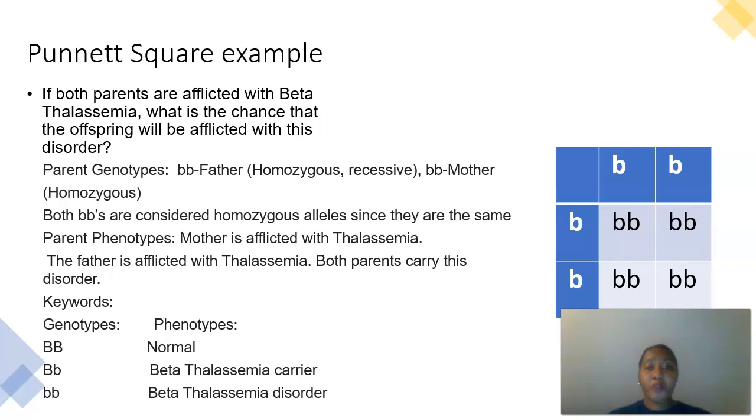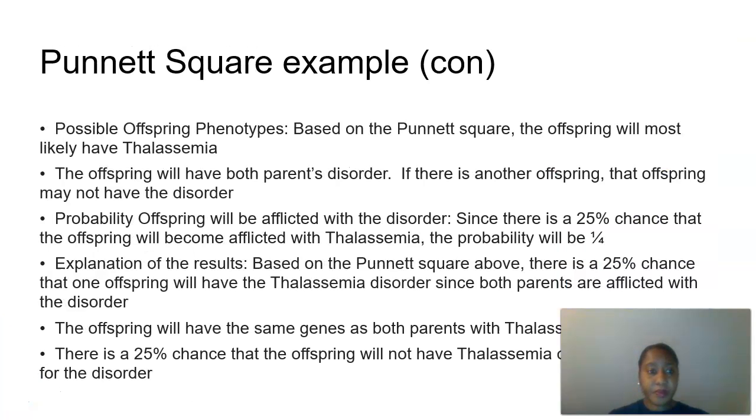So say that you have both parents who are carriers of the disorder. What is the chance that the offspring will have this kind of disorder? There might be a 25% chance, or 1/4 probability, that the offspring will have the disorder, a 25% chance that the child will be normal, or a 50% chance that the offspring will be a carrier.